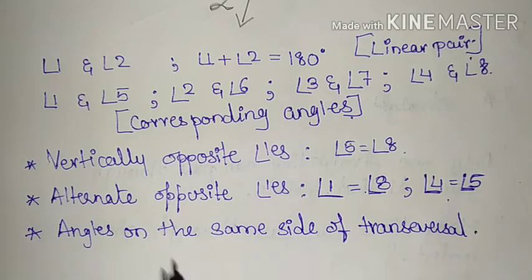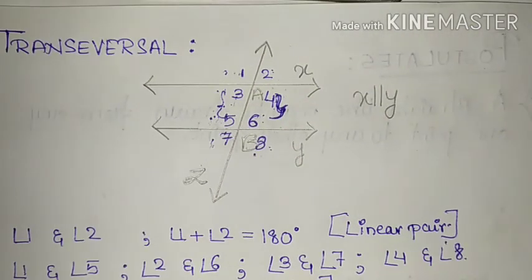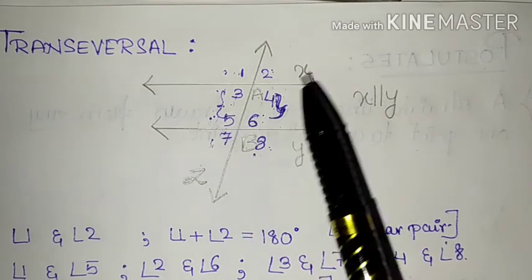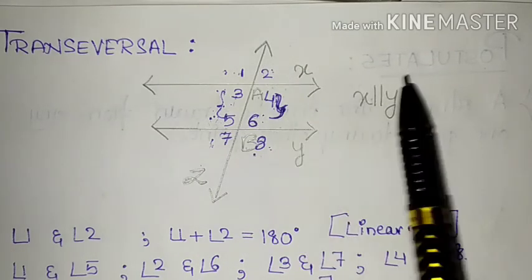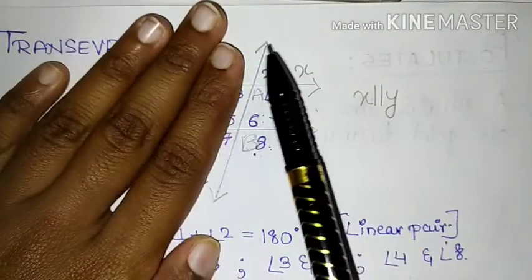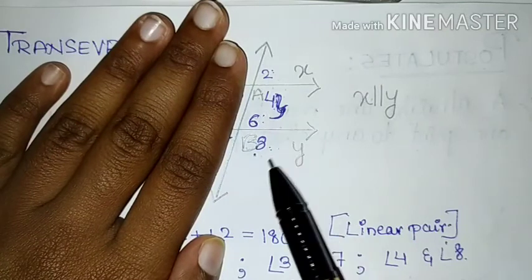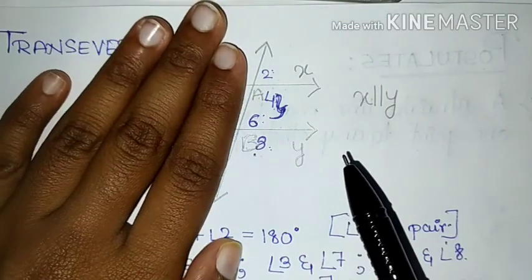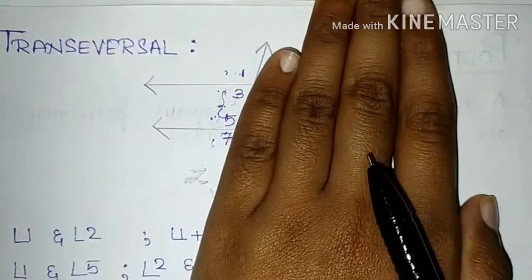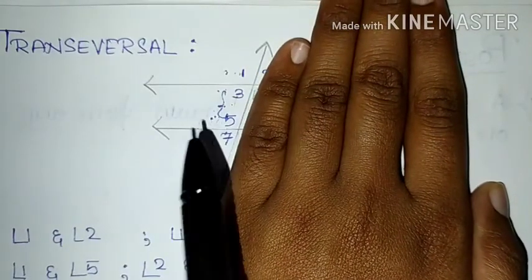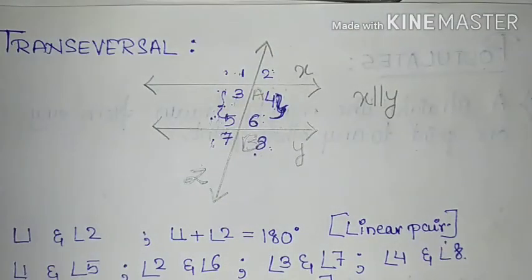So when we talk about angles on the same side of transversal, this is our transversal here. Okay, so now which are the angles on the right side of the transversal? Since this is our transversal, on the right side we have 4 angles, 2, 4, 6, 8. These are our 4 angles. Similarly, on the left side of the transversal we have 1, 3, 5 and 7. These are the angles on the same side of the transversal.